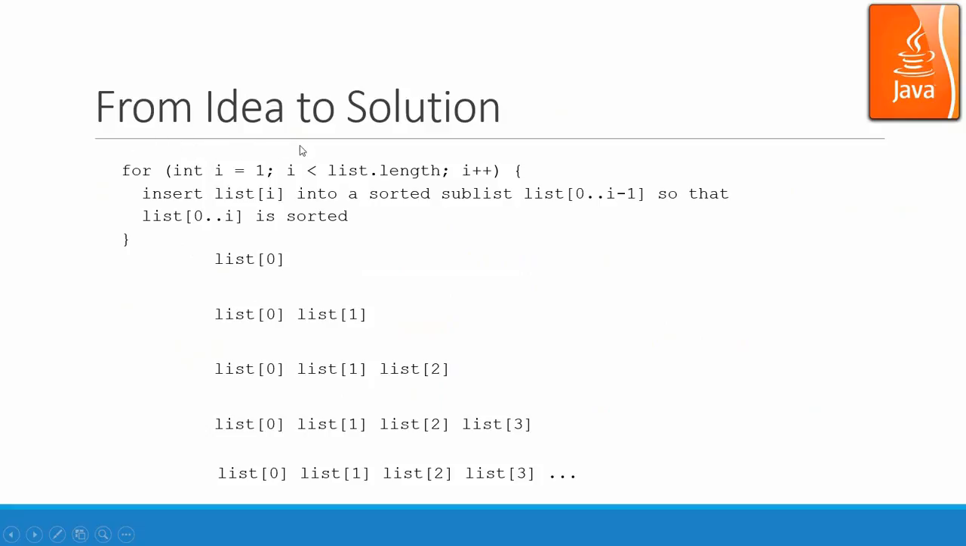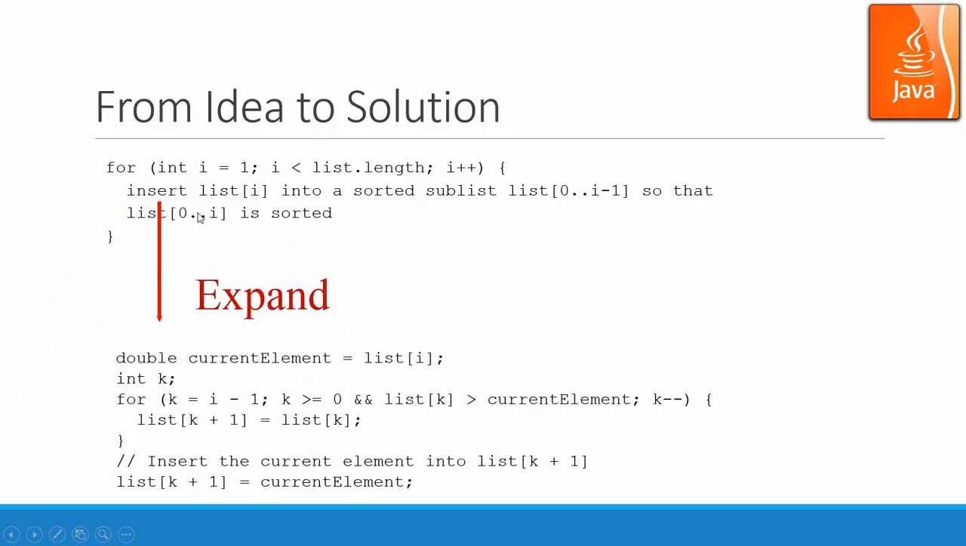Now let's look at the idea to solution. So first, we need to pick the second element and start to compare it with the sorted part. So insert this I into a sorted sublist from 0 to I minus 1. That's the sorted list. And then we start to do shifting. And there it is done. So now we expand this part into this.